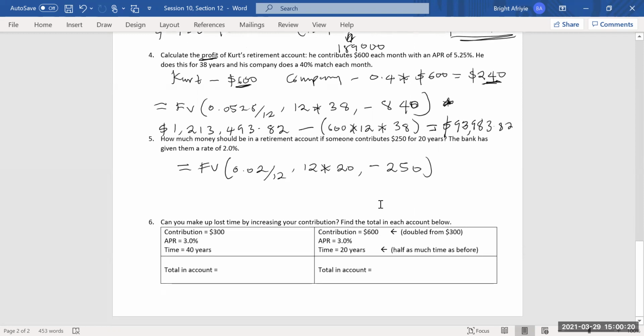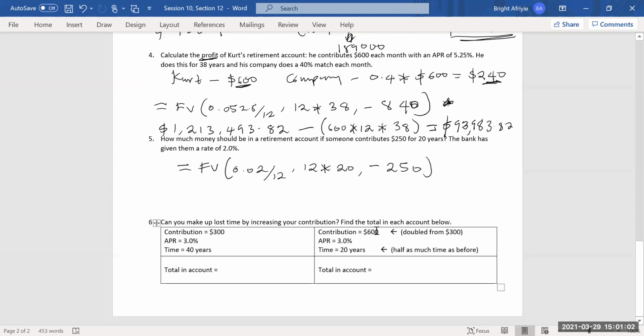So we've been doing this all along. So please put that in Excel. And whatever balance you get is how much will be in the account after 20 years. Now here, the question is, can you make up the lost time by increasing your contribution? Find the total in each account. So just like we did in the class discussion where we looked at Albert and Cain, you realize that Cain could not catch up with Albert. So here, you're going to use this contribution, this APR, and this number of years. All right. Now the person decides to double because he was half the time late.